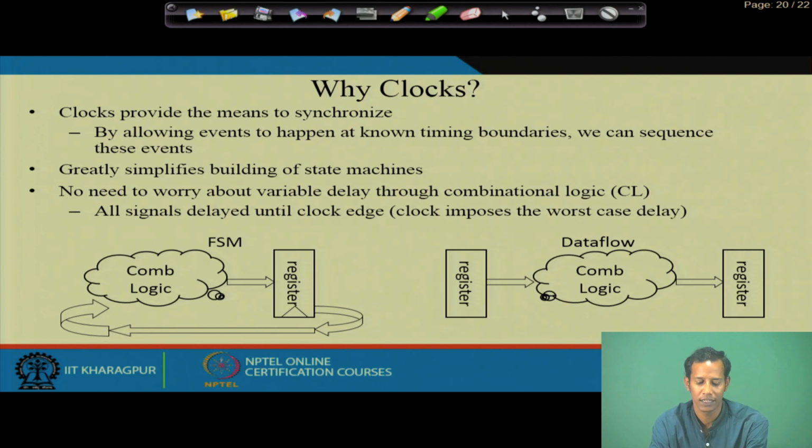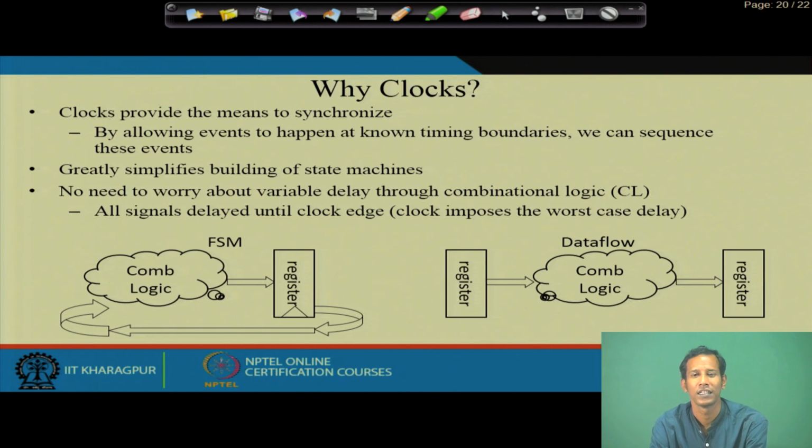So, the clock is present in a digital circuit to synchronize by allowing events to happen at known timing boundaries, so that we can sequence these particular events depending on the corresponding combinational logic of the design. It greatly simplifies building of the state machine. As we know, there are two types of state machine, Mealy machines and Moore machines, and there is no need to worry about the variable delay through the combinational logic, where all the signals are delayed until the clock edge. What it means is that, as in the previous slide, we have seen three different combinational logic blocks and the registers are the same, driven by the same clock.